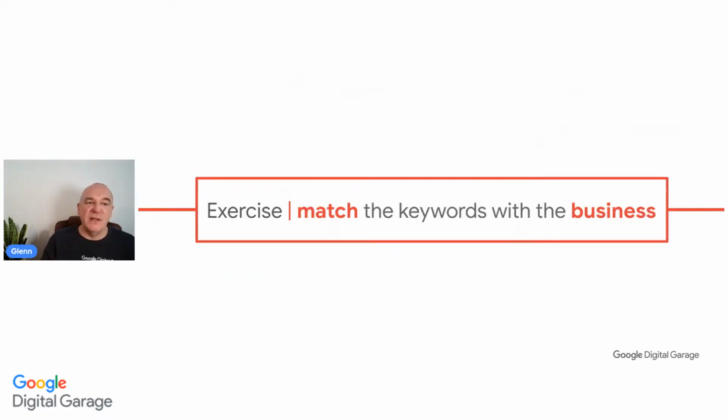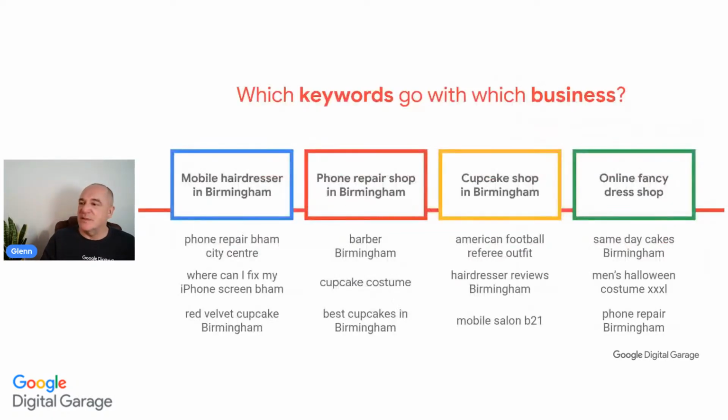So here's an exercise for you just to, again, take this a little bit further. Match the keywords with the business. Let's have a look at these. So we can see we've got a mobile hairdresser in Birmingham, a phone repair shop in Birmingham, a cupcake shop in Birmingham, and an online fancy dress shop. So have a look underneath. I'll give you a few moments just to have a look at those.